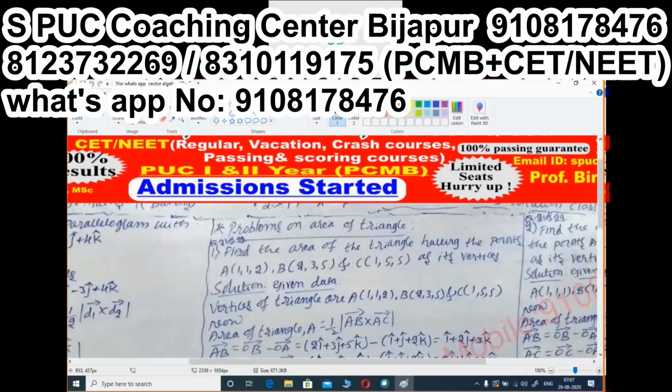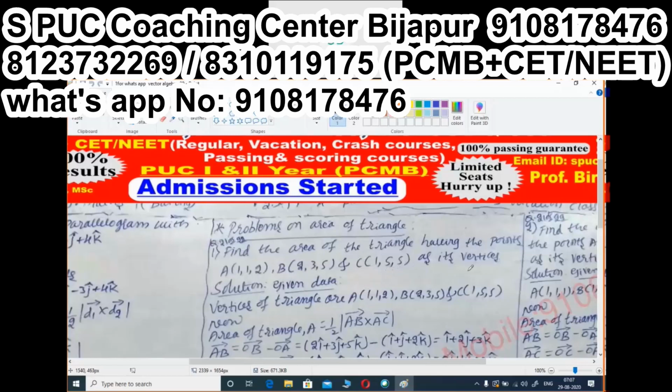Okay, so let us take the statement of the problem. Find the area of the triangle having the points: A point he has given as 1 comma 1 comma 2. Next, B point he has given 2, 3, 5. Next, C point he has given that is 1 comma 5 comma 5 as its vertices.